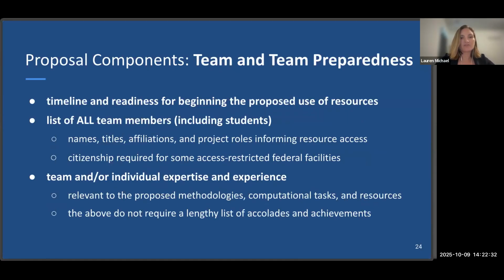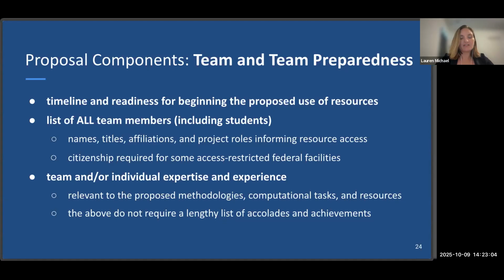The final section of the project description is where you can reinforce the team's readiness and ability to begin work using the resources upon favorable review and matching. Make sure to list all team members needing access to various resources, including their title and institutional affiliation, and project roles. While U.S. institutional affiliation is required for all projects, only specific federally funded facilities require that all users are U.S. citizens. You'll need to consult the specific resource listing entry for this and possibly other requirements.